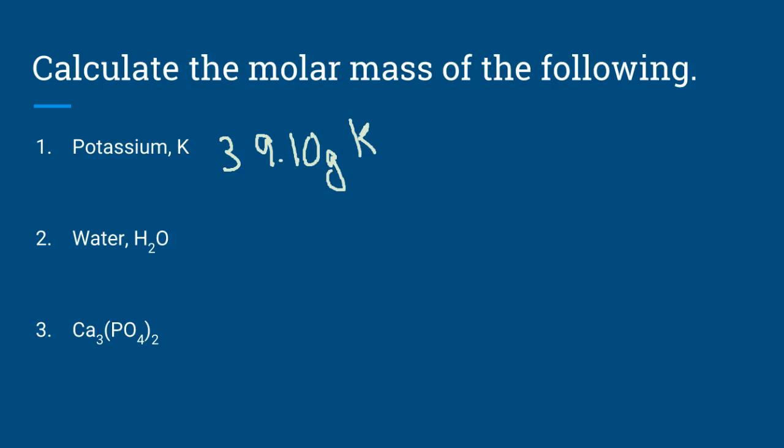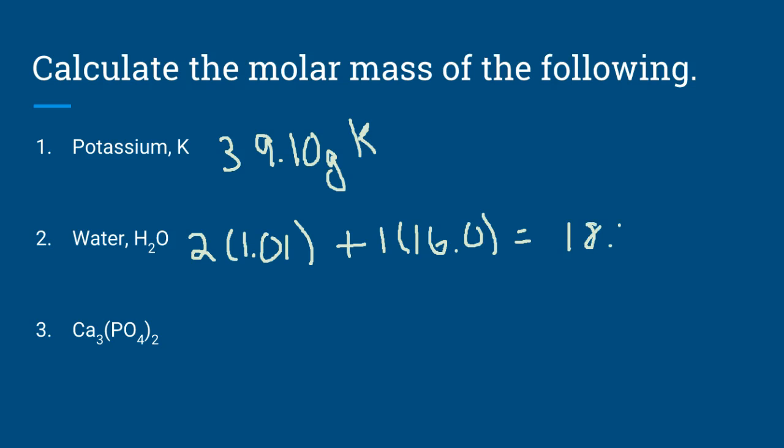Take a look at a molecule. If I had 1 mole of H2O, how many grams of H2O would I need? So what I would have to do is I have 2 hydrogens. Each of those hydrogens has a mass of 1.01. 1.01 is the atomic mass of hydrogen. And I then would add my 1 oxygen atom multiplied by the mass of that oxygen, which is 16.0. And then I would add those two together, and I would end up with 18.02 grams of water.